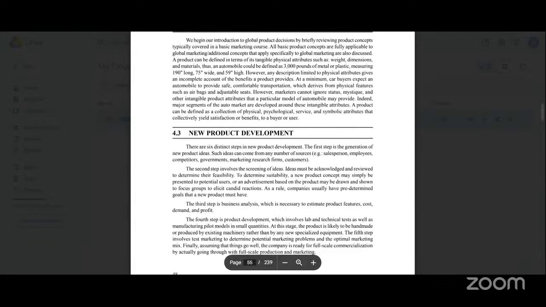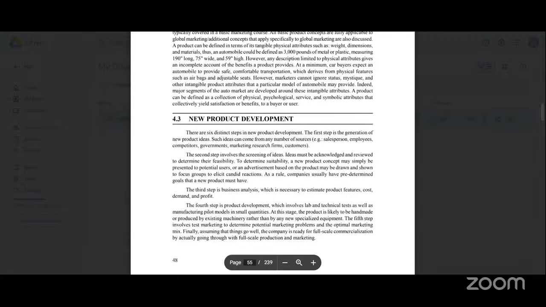If we are talking about an automobile, at a very minimum, car buyers expect it to provide other features which may not be physically touchable or tangible in terms of any of our senses, but in terms of the kind of value add that it gives, they are very, very critical. So for a car, factors like safety and comfortable transportation are all derived from the physical features.